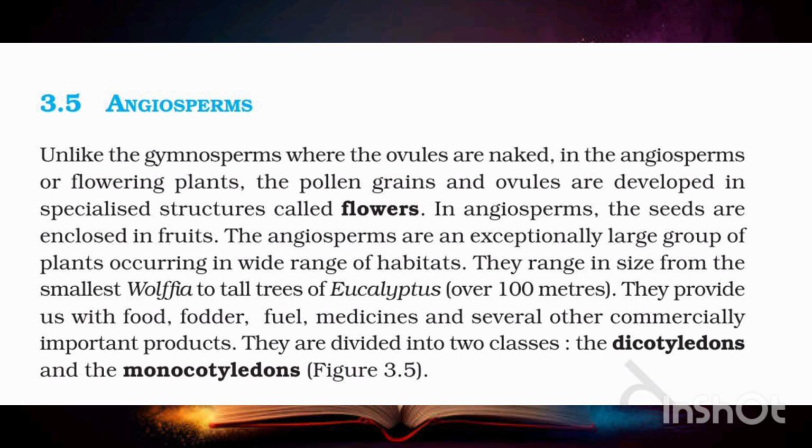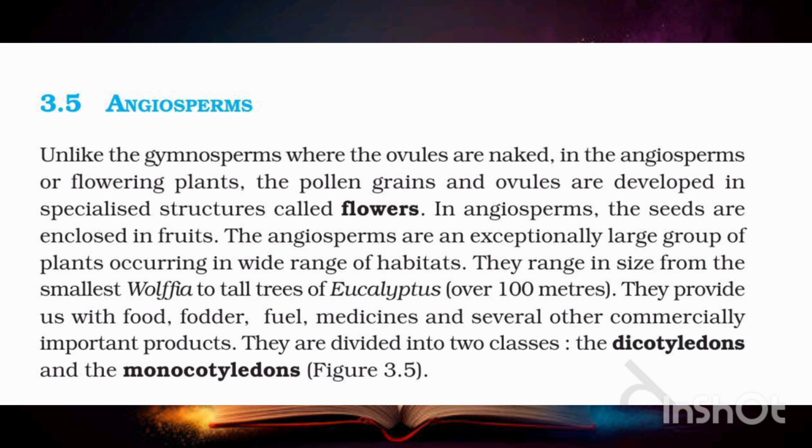Seeds. 3.5 Angiosperms. Unlike the gymnosperms where the ovules are naked, in the angiosperms or flowering plants, the pollen grains and ovules are developed in specialized structures called flowers. In angiosperms, the seeds are enclosed in fruits.